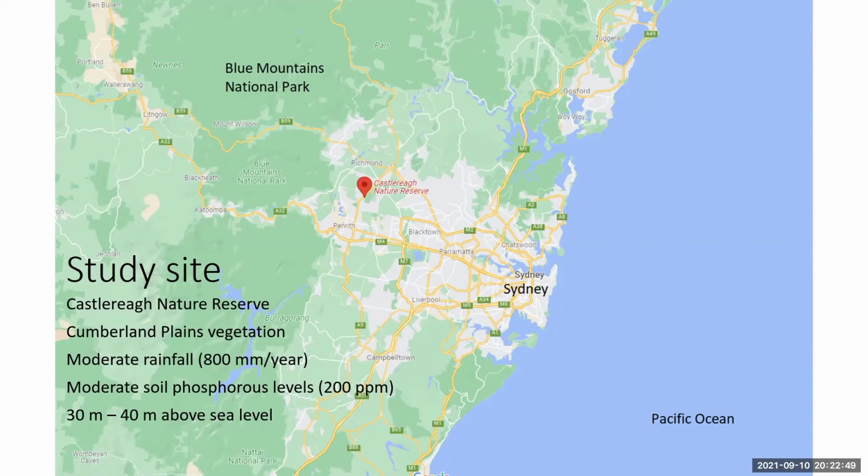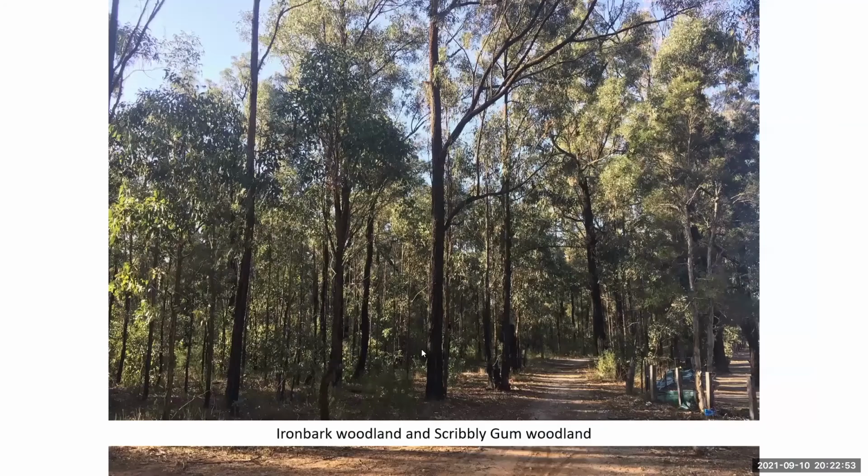And a little bit about this site. This is a photo of the site where you can see a lot of eucalypts here. It's dominated by ironbark and scribbly gum. This is the front part of the site, and down this track, it's more of scribbly gum or white smooth bark. And there's a lot of other species in here that I was able to sample.